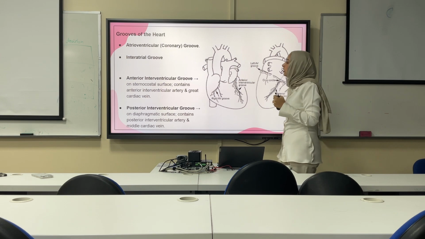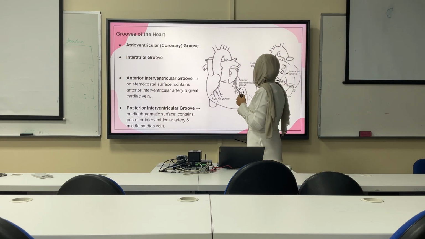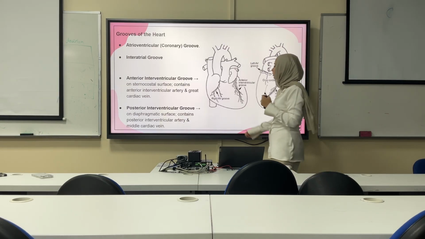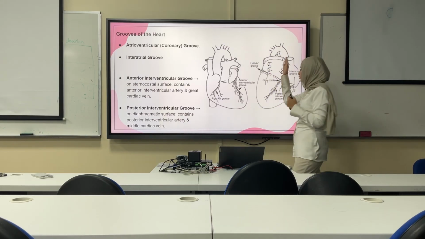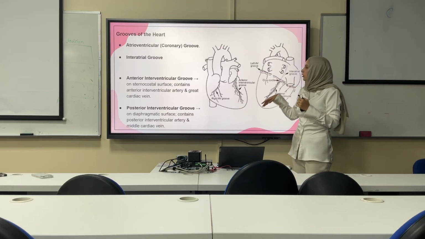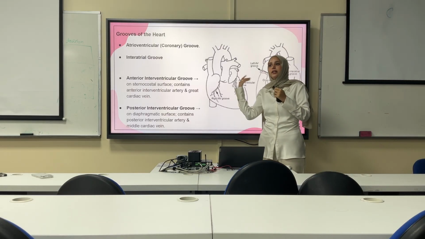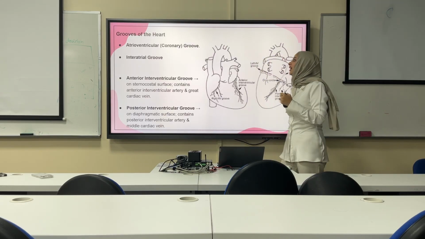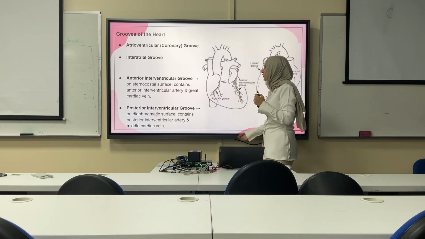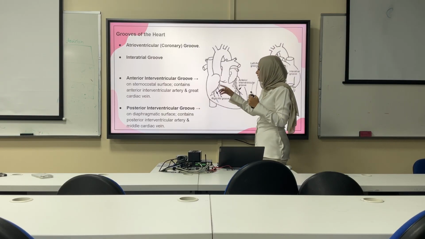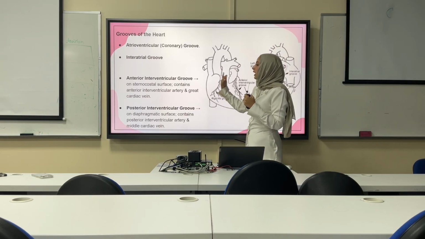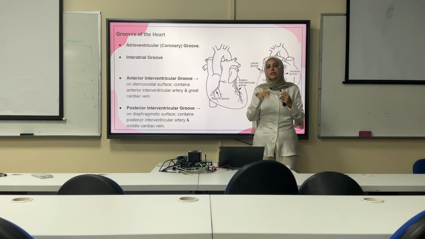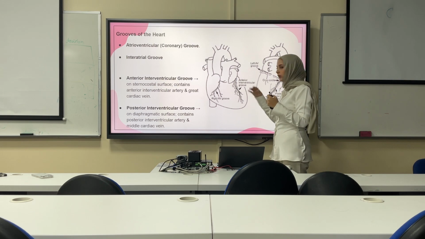And then the grooves of the heart. We have the atrioventricular coronary groove. The picture is very bad, but the atrioventricular coronary groove is where it separates the atria from the ventricles. This is the coronary groove. What runs in it? The coronary sinus. And then the interatrial groove, the groove that separates the two atria from each other. We have the anterior interventricular groove and the posterior interventricular groove. So we have two grooves separating the ventricles of the heart, right and left.